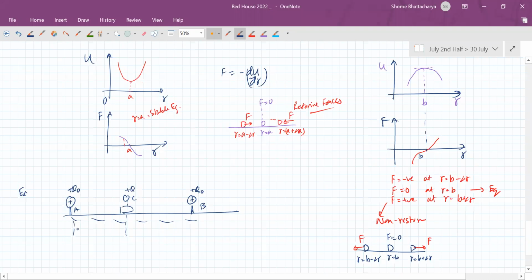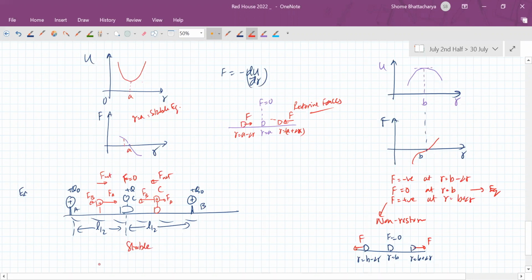The midpoint is the equilibrium position, but is it stable or unstable? The net force will be 0 here. But when I bring the charged particle C here, what will happen? This one's repulsion will dominate over that one's repulsion, so the net force on it is in this direction. When I bring it here, because it is positively charged, the repulsion of A will dominate over the repulsion of B. So the net force will be like this. So further, this is what kind of equilibrium? Stable.